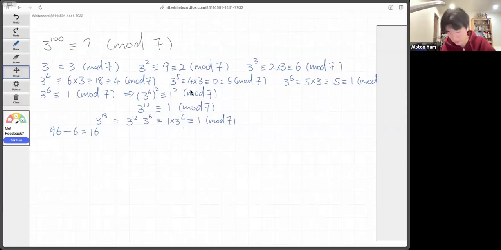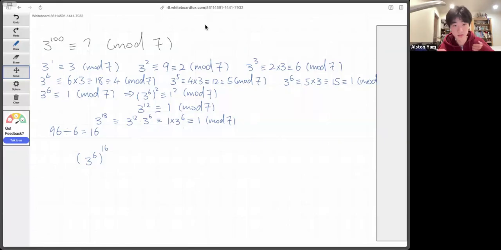Okay, 96 divided by 6 is 16. So 96 is a multiple of 6. What we can do is we can do 3 to the power of 6, and we know that is congruent to 1. I will exponentiate both sides to the power of 16, because as we know, exponentiation still keeps the same mod properties.